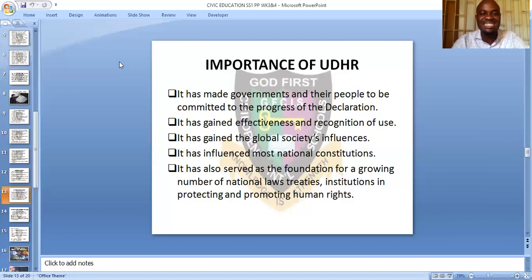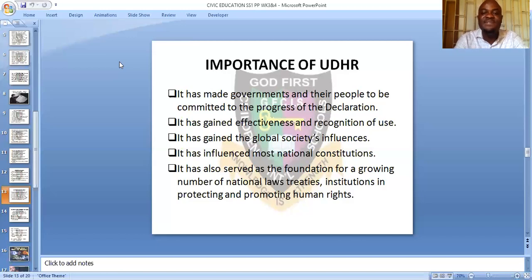Another importance is that it has gained global society influence. Exactly like I just said, it is known all over the world, and you cannot say your own country wants to be out of the world. It's not possible. What is obtainable all over the world is obtainable in every country.